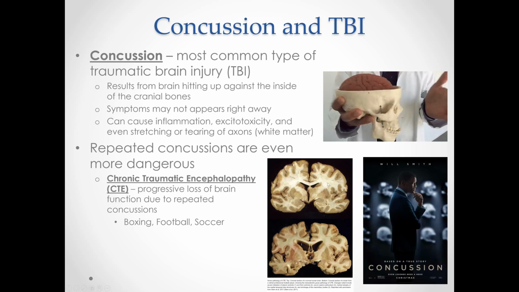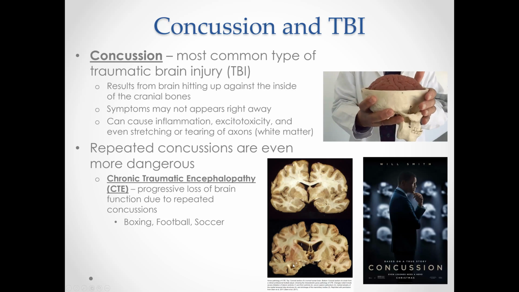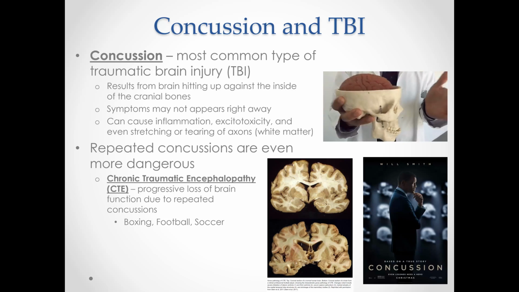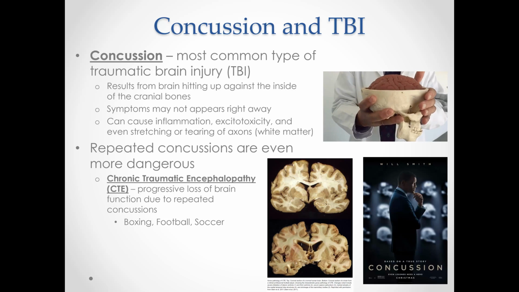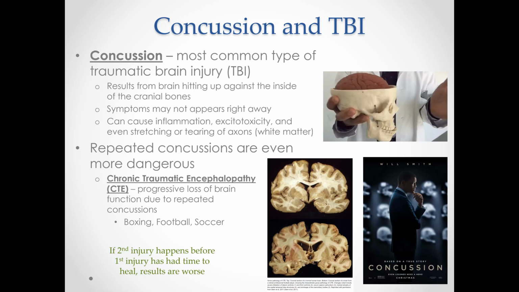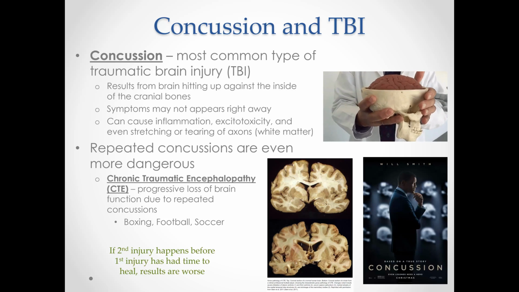So at the top you see a normal brain, and at the bottom you see the brain of a retired professional football player. And you can see that the repeated concussions, and especially the repeated concussions that occur before a prior concussion has healed, dramatically reduces both the gray matter and the white matter within the brain. So the brain actually, the cells die and the brain matter shrinks. So again, if a second injury happens before the first injury has had time to heal, you're going to get even worse results that are going to cause more rapid progression of the disease.